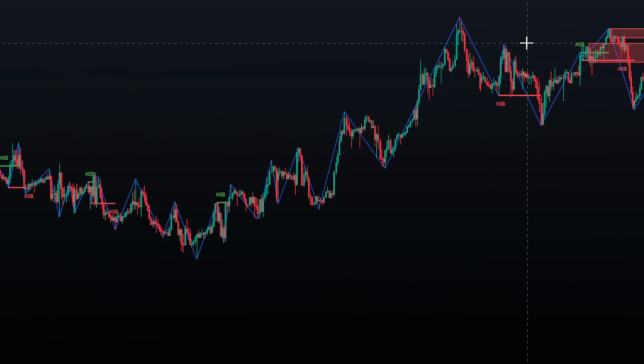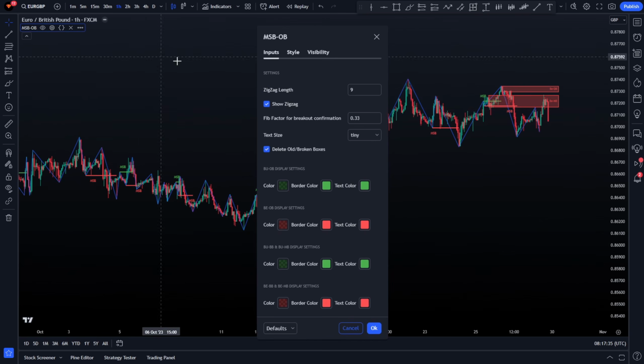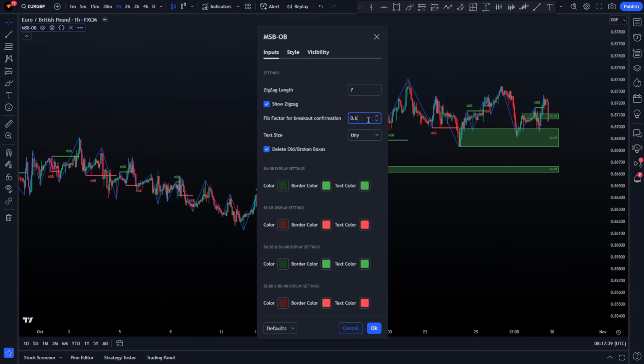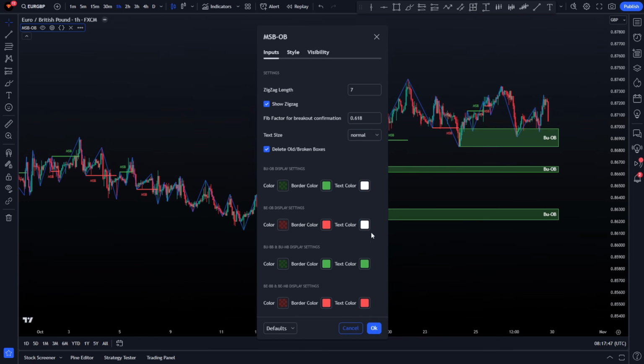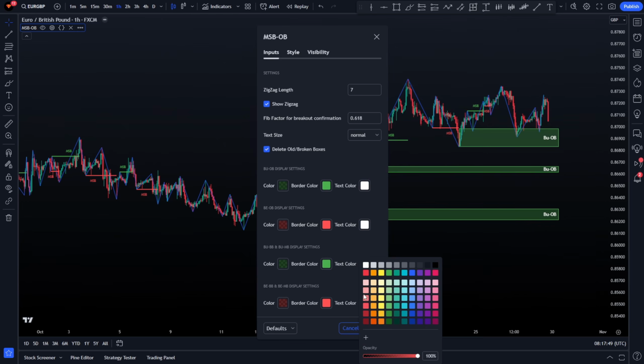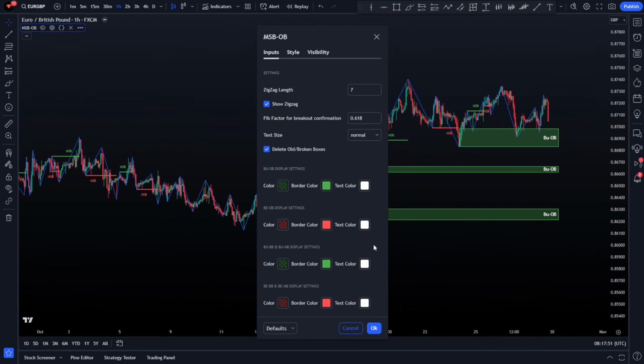In the Input menu, you can adjust the zigzag length to 7 and change the Fibonacci factor value to 0.618, which is the golden ratio. You can also set the text size to normal and the text color to white for better visibility. You can either explore these settings or leave them as they are, as the indicator works well with its default settings.